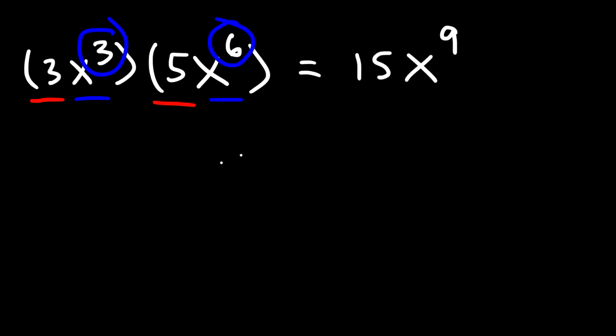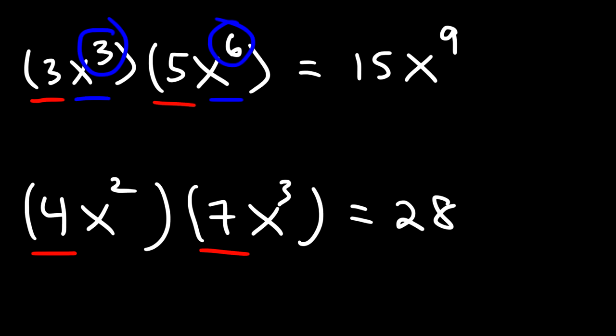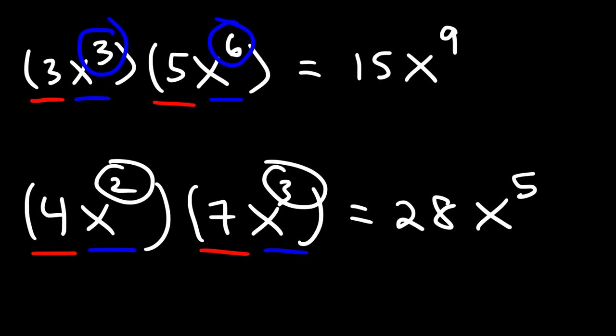So let's try another example. Let's say we have 4x squared and we wish to multiply it by 7x cubed. Go ahead and try that problem. In this case, all you need to do is multiply 4 by 7. 4 times 7 is 28, and then we need to multiply x squared by x cubed. And so 2 plus 3 will give us 5. So our answer is 28x to the 5th power, and that's it.